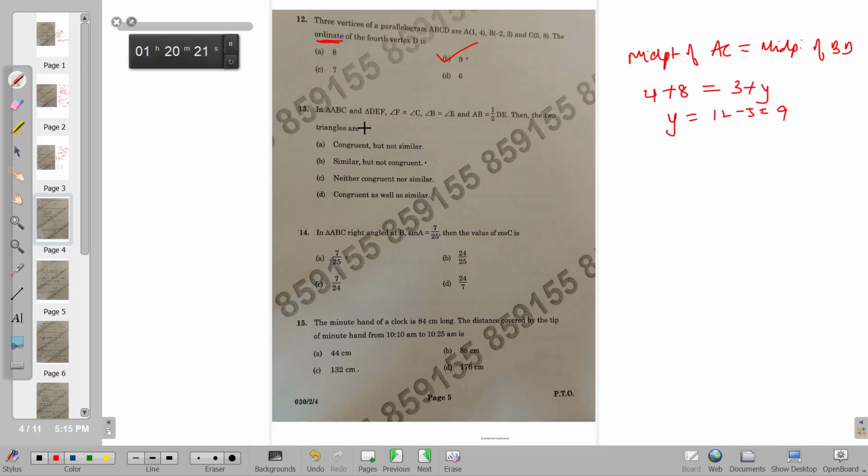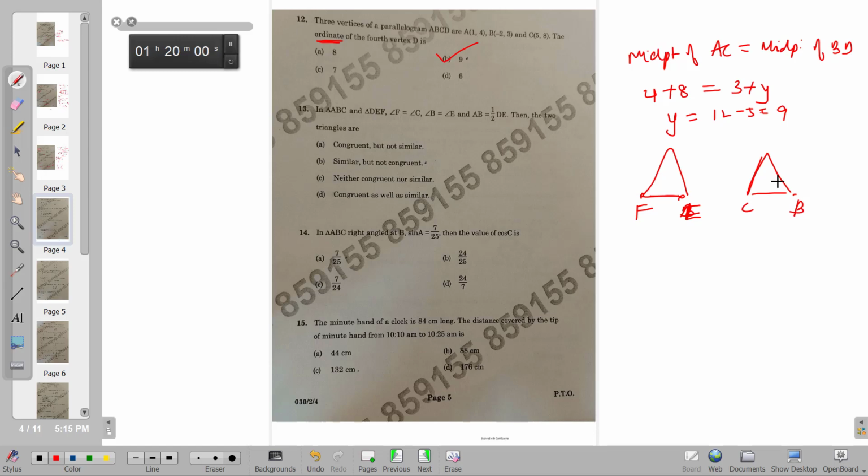13th one. In triangle ABC and DEF, angle F is equal to angle C. Okay, so you have F equals C, B equals E. Okay, so I'll put E over here. E equals B. What is the vertex that's remaining?